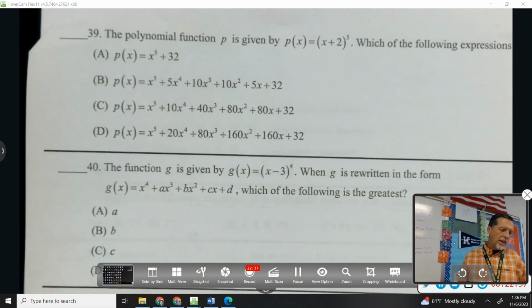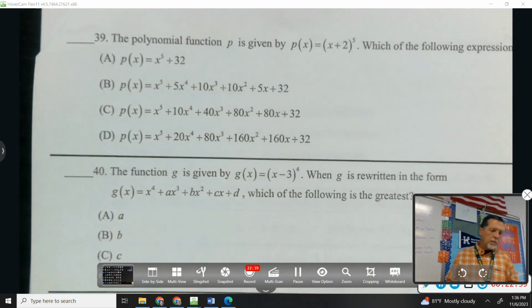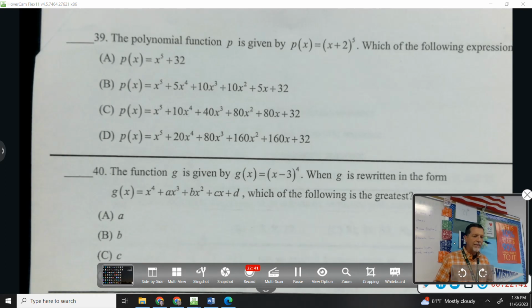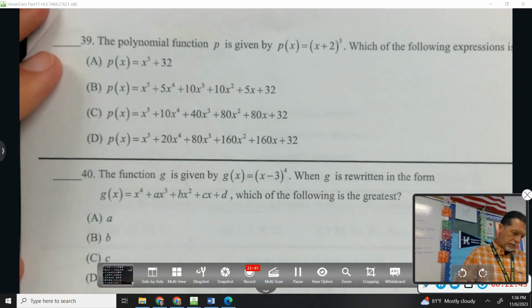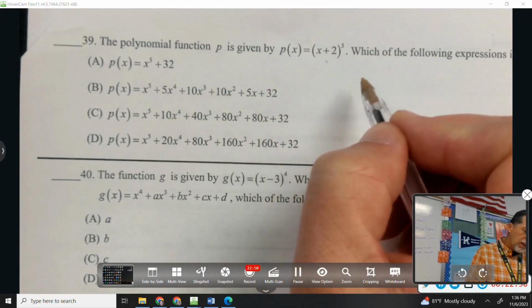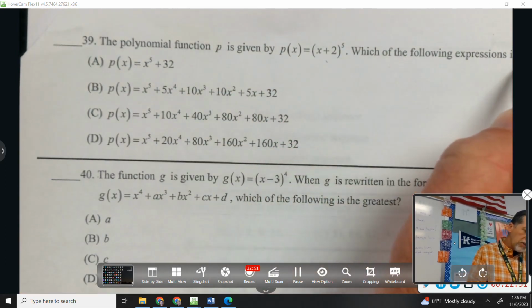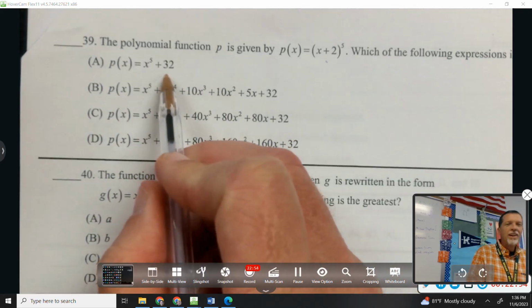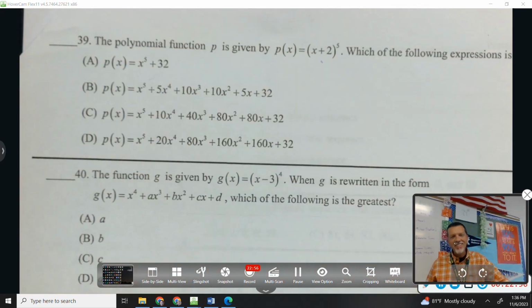All right, finally we get to some binomial theorem, or Pascal's triangle. A polynomial function is given by P of x equals x plus 2 to the 5th. Which of the following expressions is true? P of x equals x to the 5th plus 32.